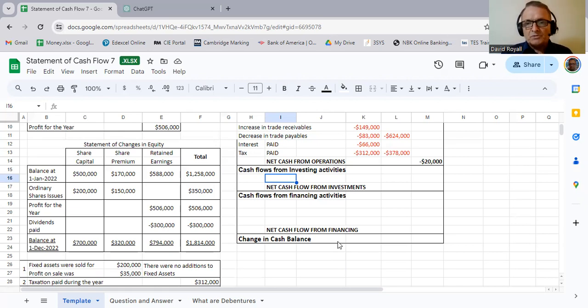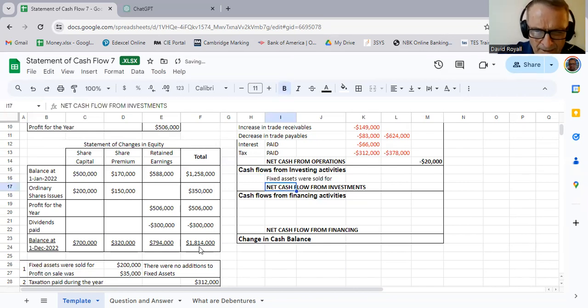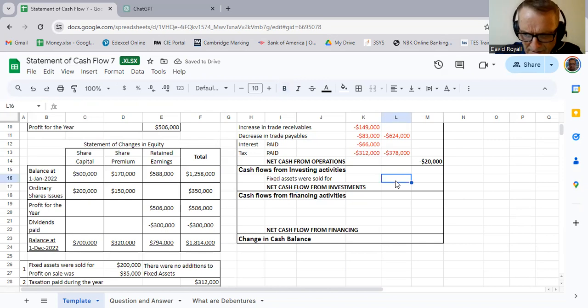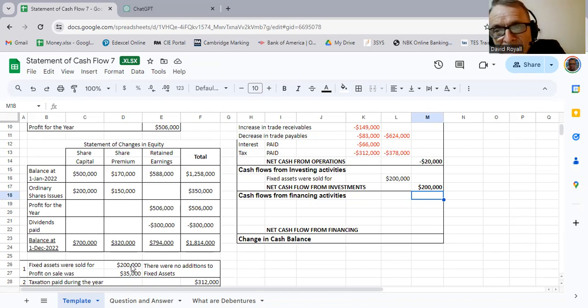Now, however many times you look at this case, there was no purchase of fixed assets, but there was a sale, and that's here. Fixed assets were sold for, it's in note 1, and it represented the princely sum of 200,000. Well, that more than offsets the negative amount of operating cash. Now, that again may raise some eyebrows.